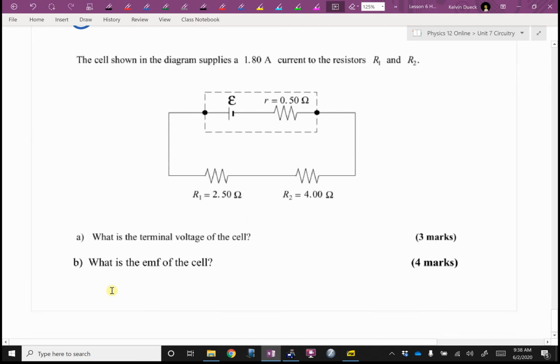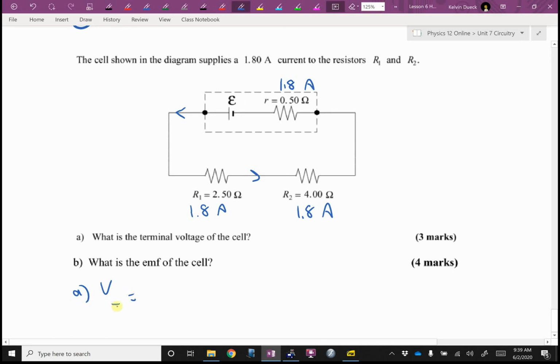What is the terminal voltage? Oh, it tells me the current. So downhill is this way. We have 1.8 amps. For part A, I can do this two ways. That's also 1.8 amps. The terminal voltage is what's left over for the battery.